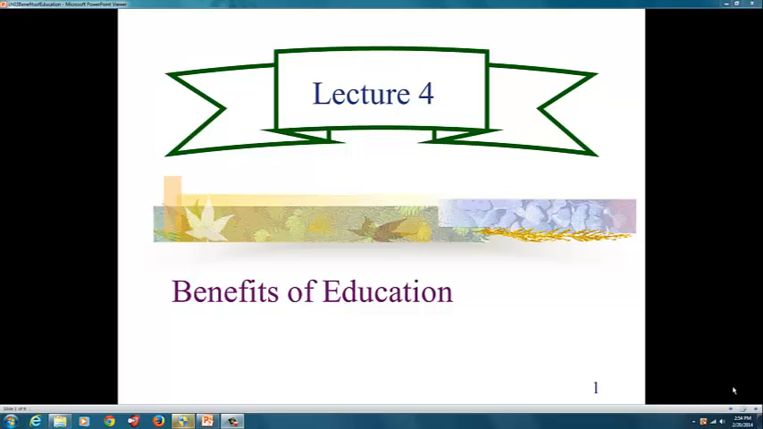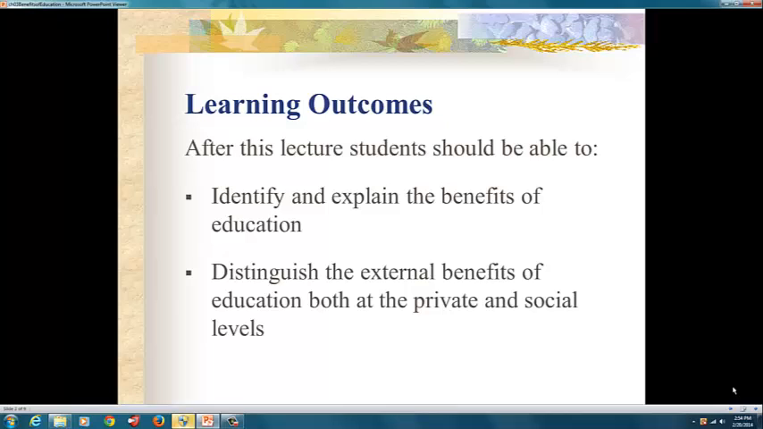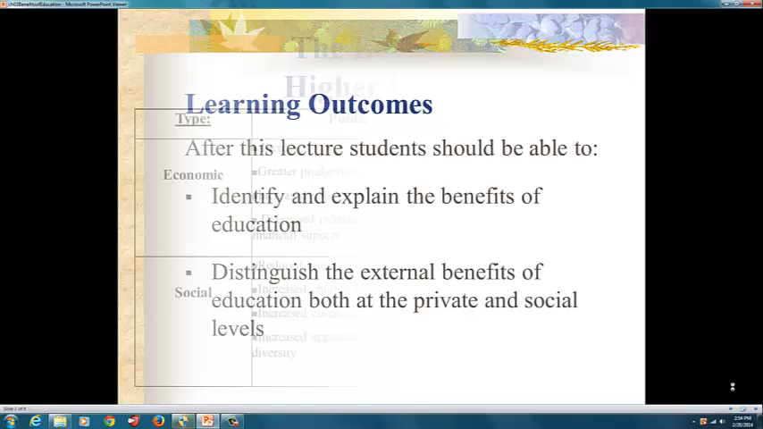In today's lecture, we hope to accomplish two things. We hope to be able to, at the end of this lecture, identify and explain the benefits of education, as well as distinguish the external benefits of education both at the private and social levels. So let's see what we have in store.